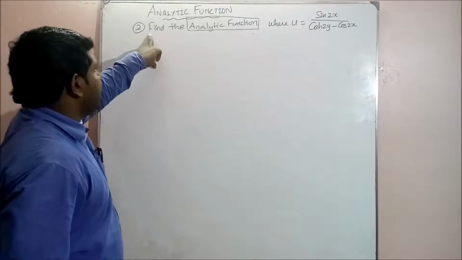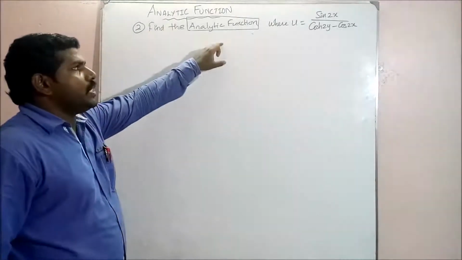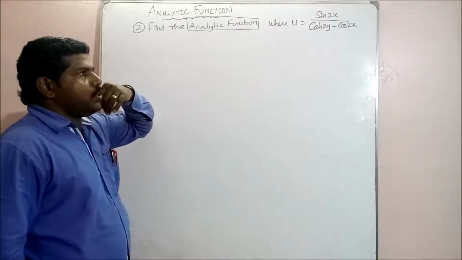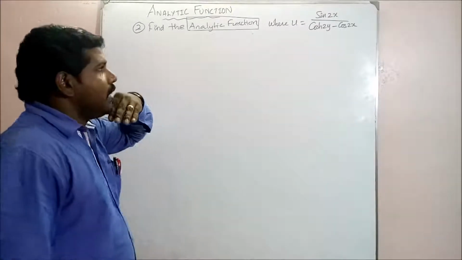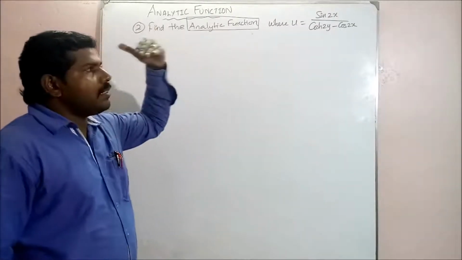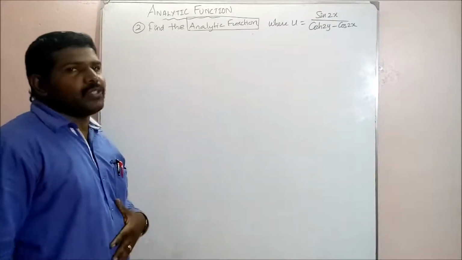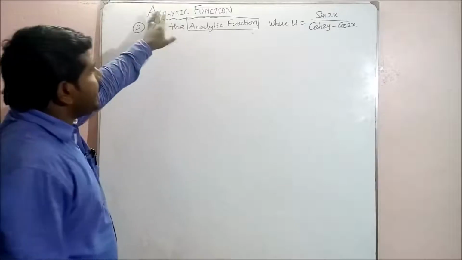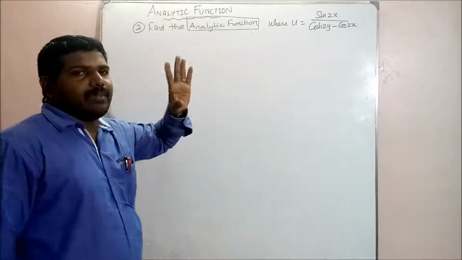Okay, the second problem is find the analytic function, where u is equal to sin 2x by cos h2y minus cos 2x. So for this function, how to find out the analytic function? Here the question asks for the analytic function, so immediately we can think about that.